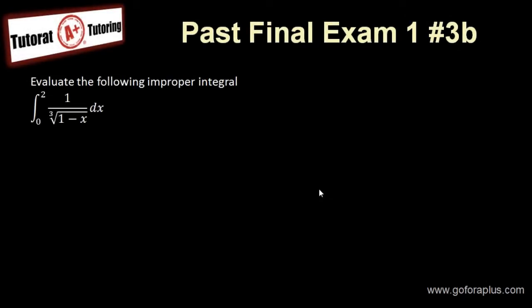In this session, I'm going to solve question number 3b in past final exam number 1. Evaluate the following improper integral. If you look at this improper integral, 0 and 2 are not the values that make this integral improper. It's the value in between them, which is 1.